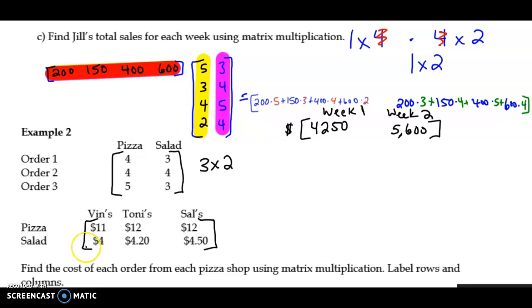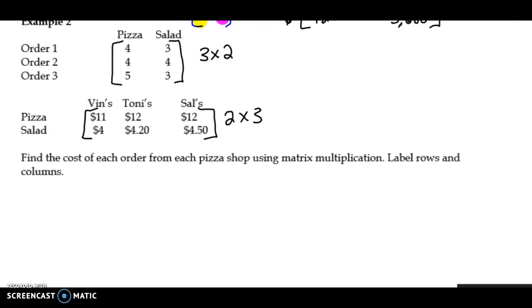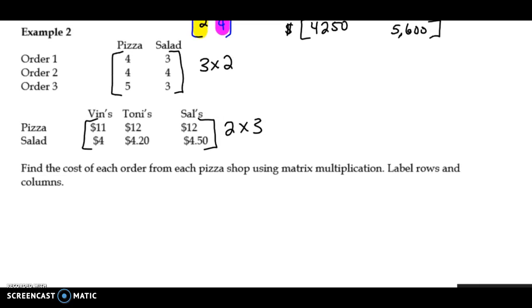So again, row by column, so we're going to go 2 by 3. Okay, so we're going to multiply these in this order to figure out how much each order costs at each restaurant. So let's start by rewriting it out. So we've got a 4, 4, and a 5, 3, 4, 3. Go ahead and write the second one.